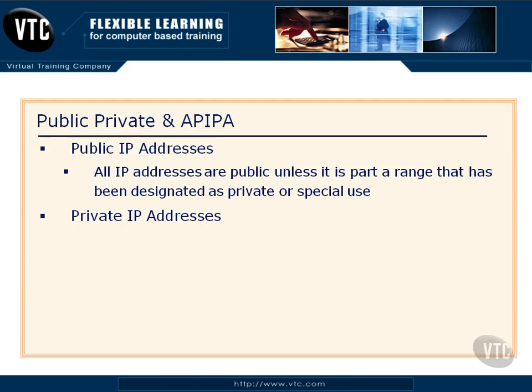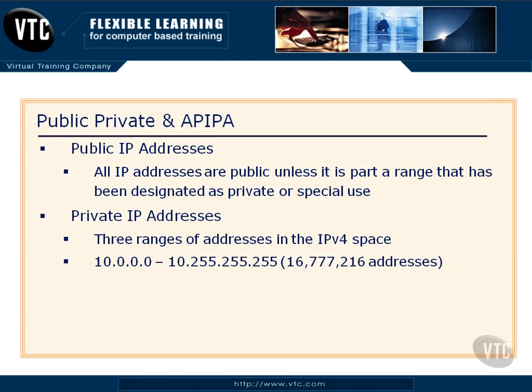A private IP address is an address that has been set aside, saying, okay, these addresses shouldn't be routed out on a public network, and a lot of the routers won't pick them up and deal with them. But there's three of these ranges in the IP version 4 space. The first one is from 10.0.0.0 through 10.255.255.255. Now there are 16,777,216 private addresses in the 10.0 to 10.255 range. And so you'll probably see those.